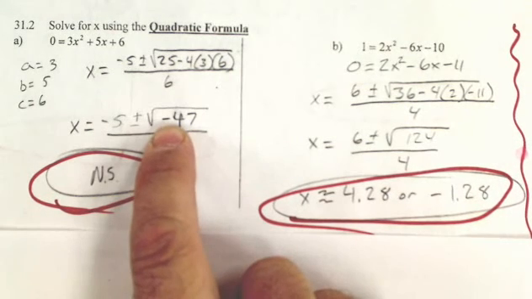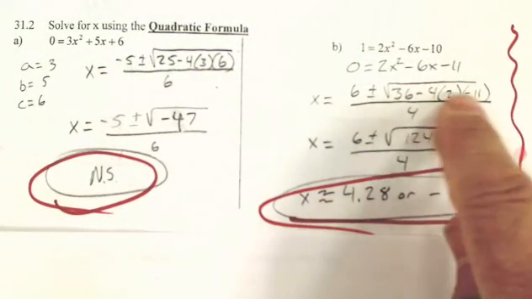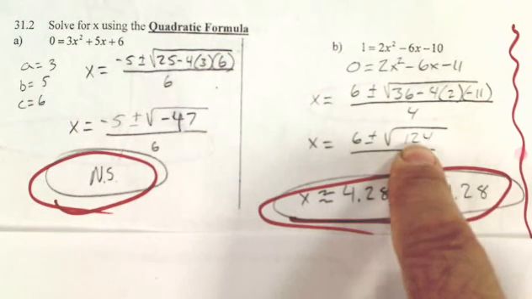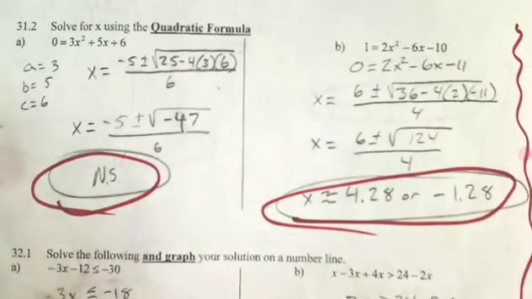The negative square root means no solution. That negative times a negative made it a plus, and that's why I ended up with a 124 square rooted.